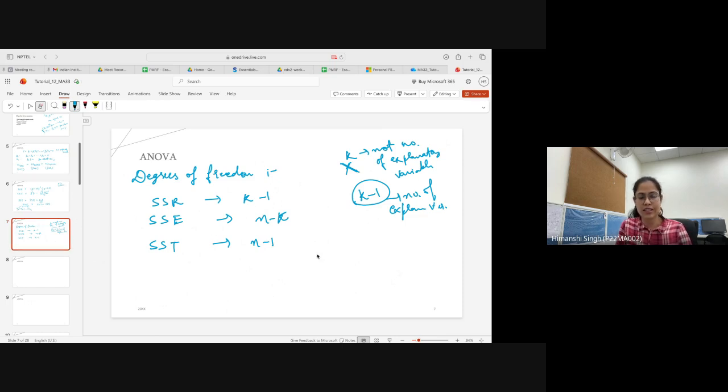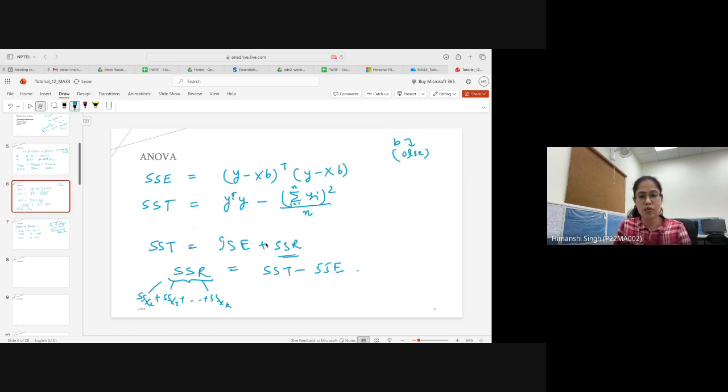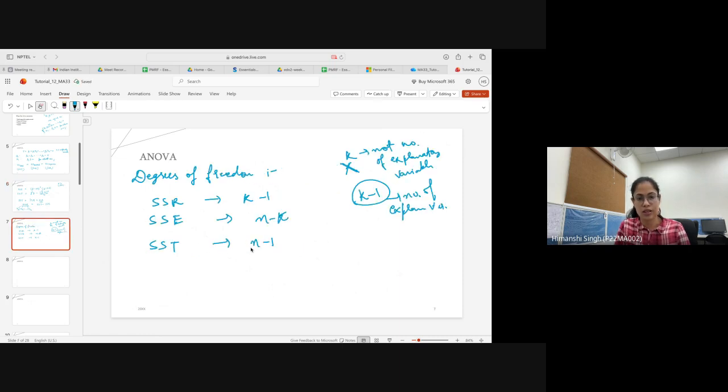So this comes from a theorem, but that is a mathematical or theoretical aspect of it. The bottom line is that SST is the sum of SSE and SSR, and for the degrees of freedom also, we are getting the degrees of freedom of SST to be the sum of the degrees of freedom of SSE and SSR. Okay, so that is n minus 1. These are some of the quantities.